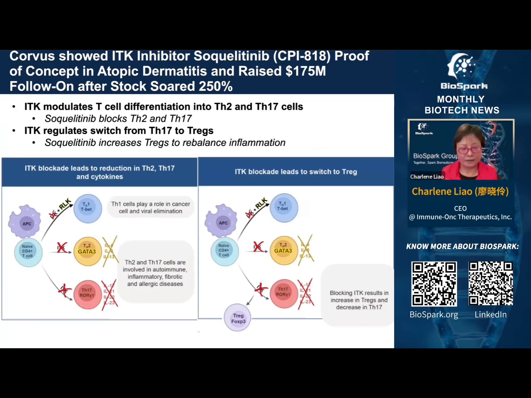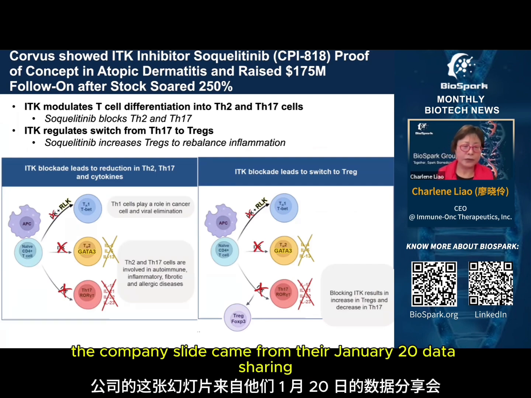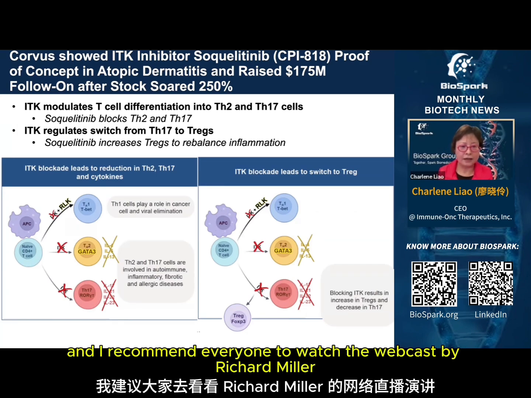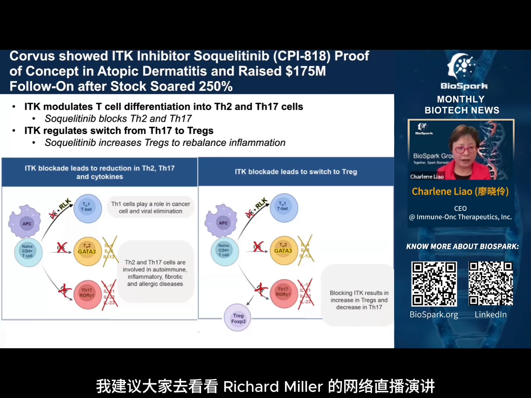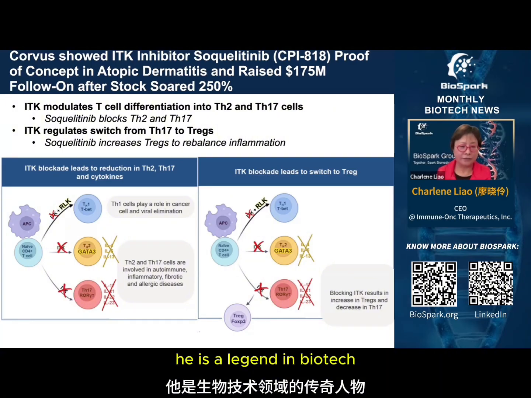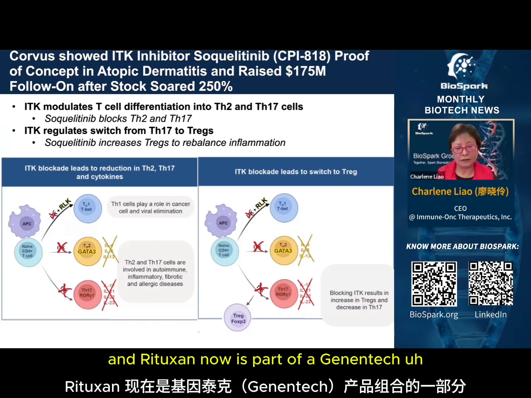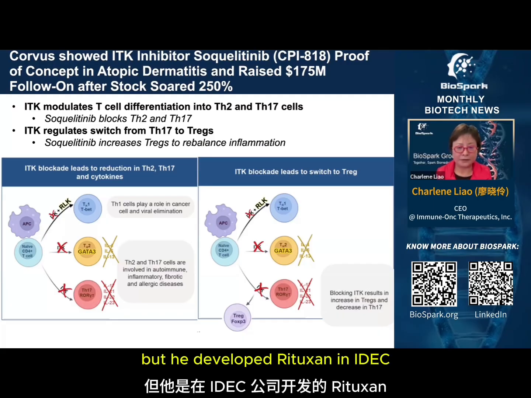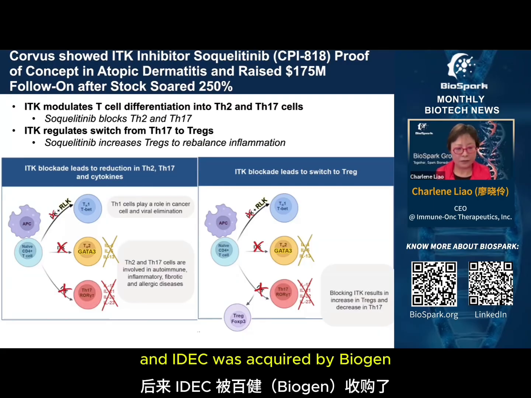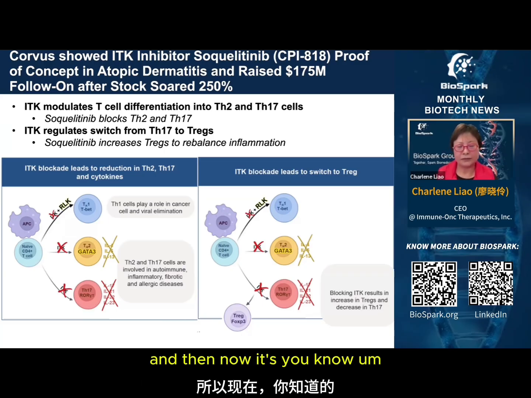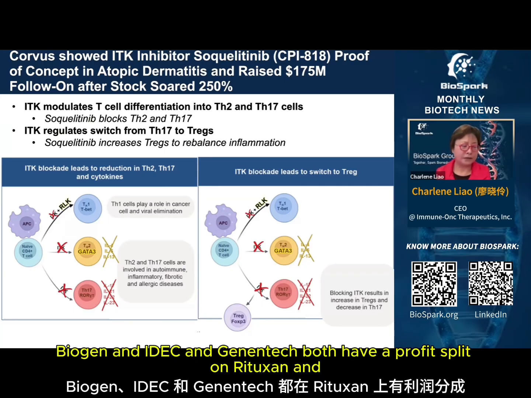The company slide came from their January 20 data sharing, and I recommend everyone to watch the webcast by Richard Miller. He is a legend in biotech. He first developed Rituxan, the first approved monoclonal antibody for cancer, and Rituxan now is part of the Genentech portfolio. But he developed Rituxan at IDEC, and IDEC was acquired by Biogen, and now Biogen and Genentech both have a profit split on Rituxan.